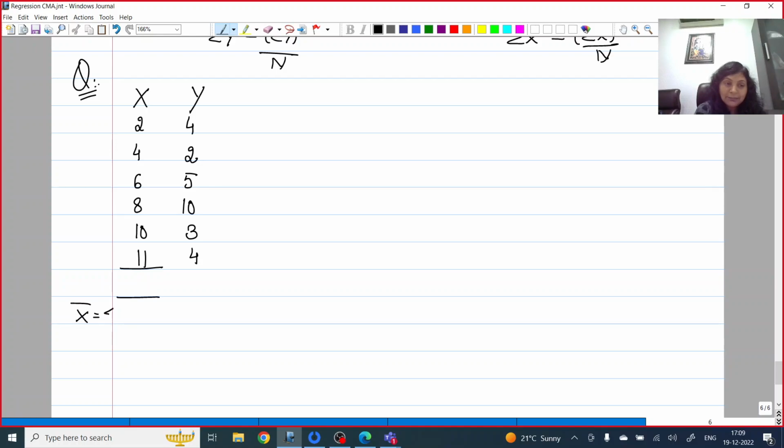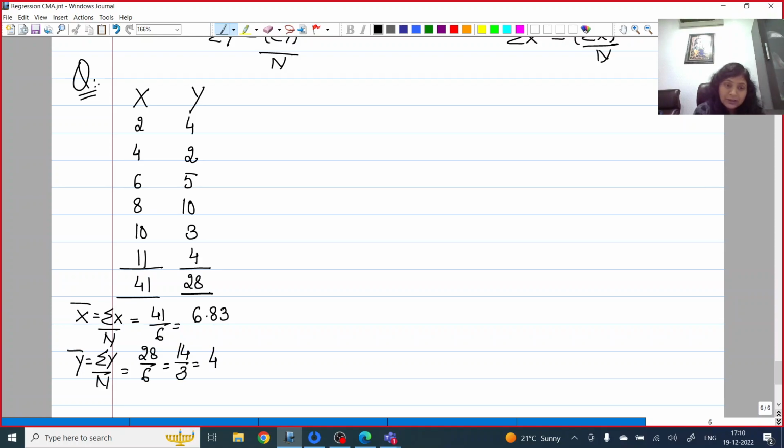So x mean is summation x upon n. The summation x is 2, 4, 6, 8, 10, 11, which gives 41. And summation y is 4, 2, 5, 10, 3, 4, which gives 28. The number of items is 6. So 41 divided by 6 becomes 6.833. And y mean is summation y upon n, so this is 28 upon 6, which means 14 upon 3, so this is 4.67. So these are my means.